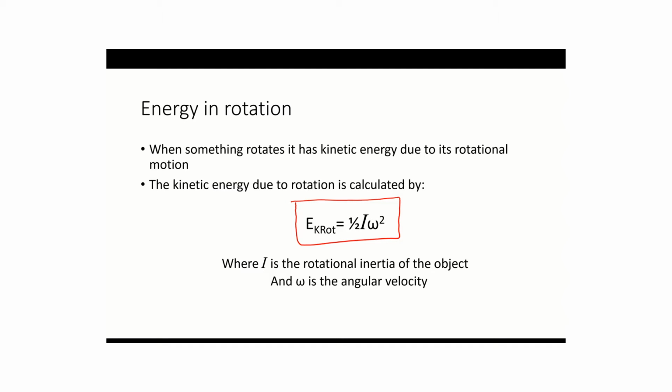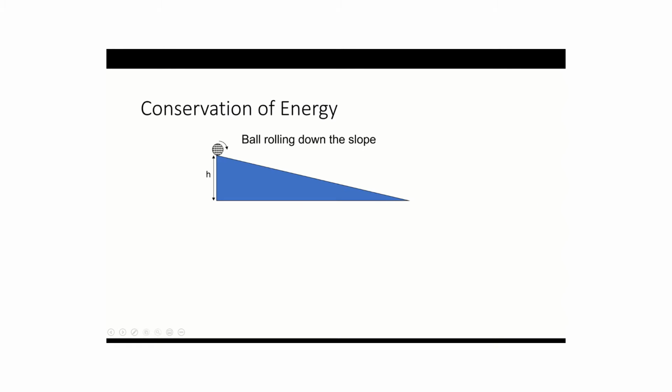this equation. If we compare that with the linear one, which equals a half mv squared, you will see that we've changed the m to I and v to omega, just like we've done in a number of the other equations linked to rotation.